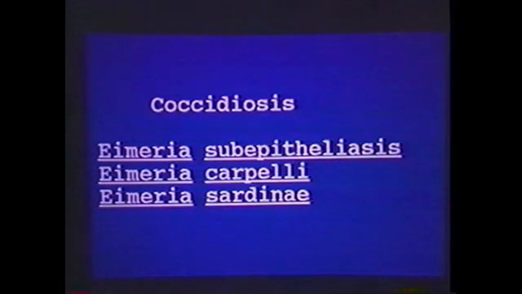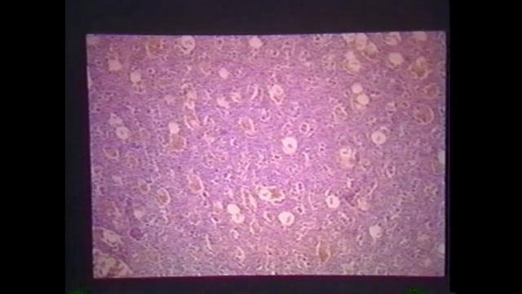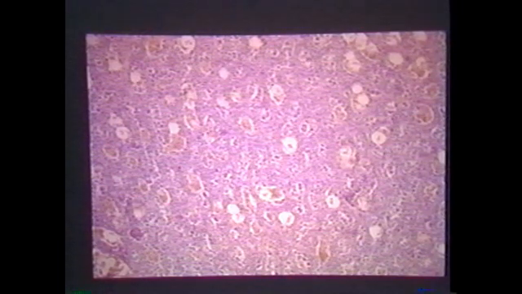Coccidiosis. There are numerous coccidial species within fish. Just a few here: Eimeria subepithelialis, Eimeria carpelli, Sardinia. These are very common in fish. Expect to find them when examining the gut of a fish. However, an important thing to remember too is you may, as in this kidney, find these in other organs, such as the renal tubular epithelium, or the epithelium of the bile ducts, or the pancreatic duct. If you see this present, don't be surprised, and evaluate the tissue to determine what type of coccidia these will be.